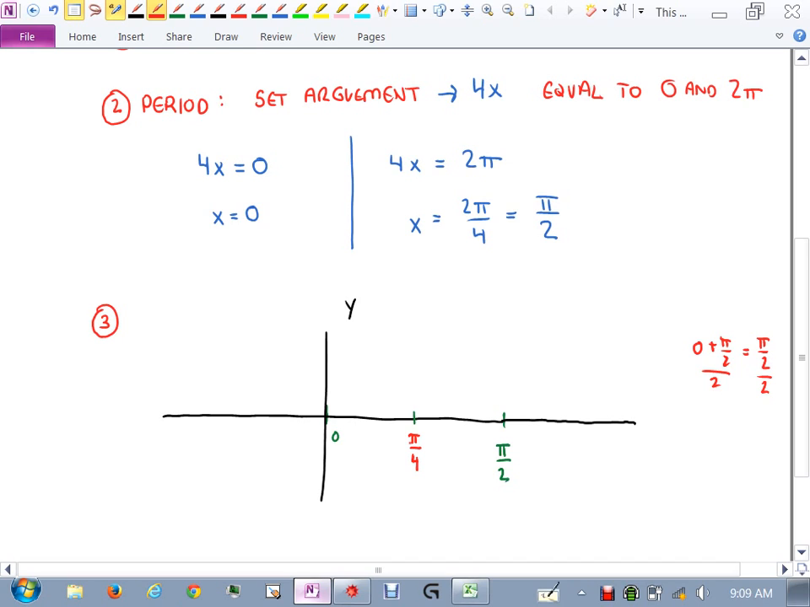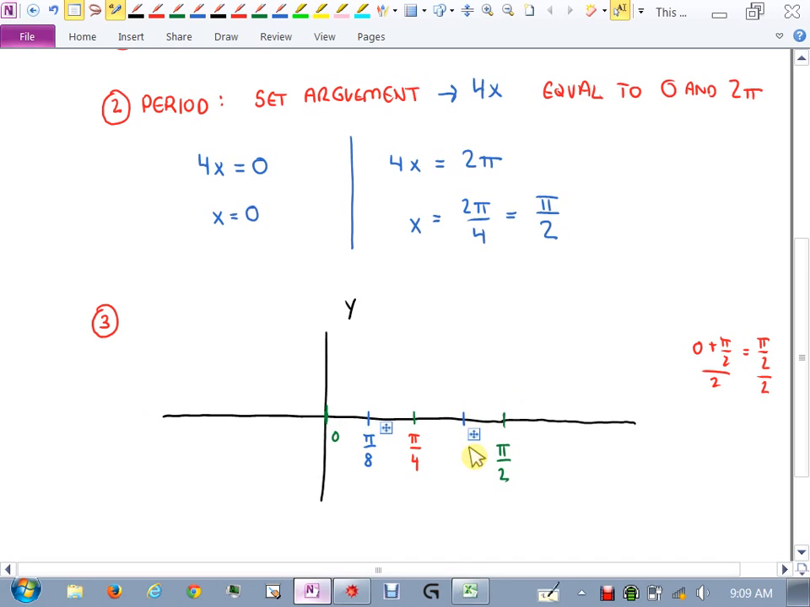And then what you do is you try and find these 2. And to do those, you go halfway between here and here, right? So same thing, you're going to add what two numbers? 0 and pi over 4. So add those together, you get pi over 4. Divide by 2, you get pi over, what's pi over 4 divided by 2? Pi over 8. So pi over 8 there.